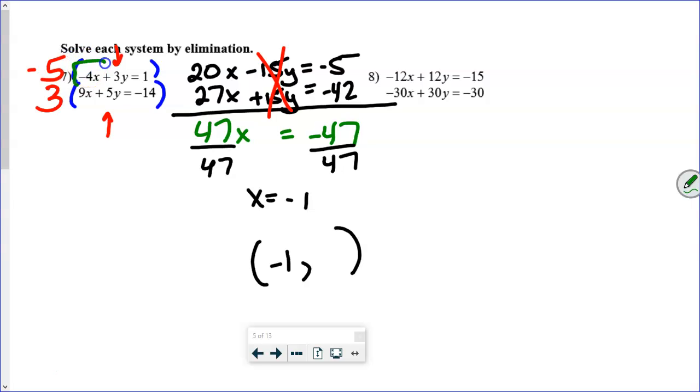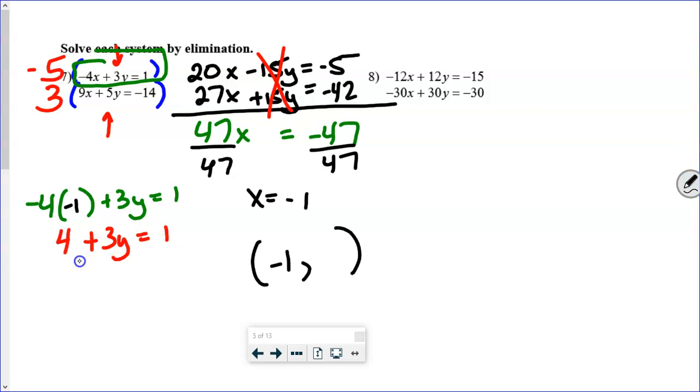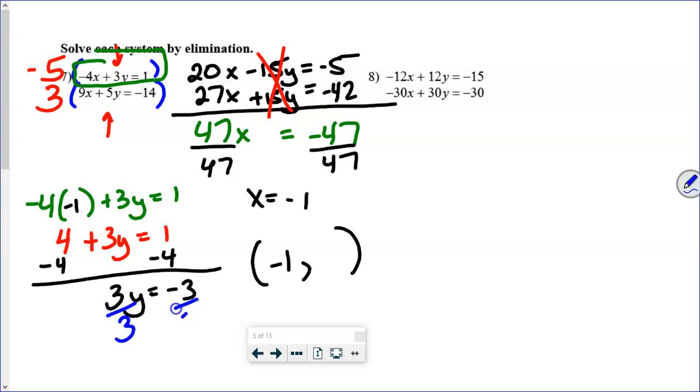Top one? Okay. So if we took the top equation and I rewrote it, but I replaced x equals negative 1 where it belongs, you get negative 4 times negative 1 plus 3y equals 1. And this is an equation that we're going to be able to solve. So negative 4 times negative 1 is a 4. We're going to subtract 4 from both sides. And we have, let's see, 3y equals negative 3. And coincidentally, y came out to negative 1 again.